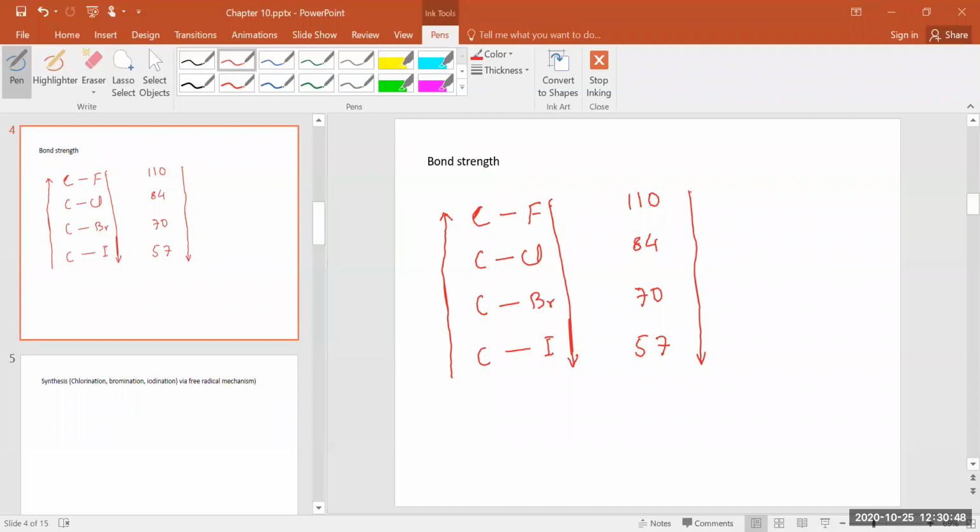So the carbon-fluorine bond is very strong, 110 kilocalories. Once the carbon-fluorine bond forms, it will almost not react with anything else. Similarly, the carbon-iodine bond is very fragile, almost half that of fluorine, so it's very reactive and the compounds are not that stable.